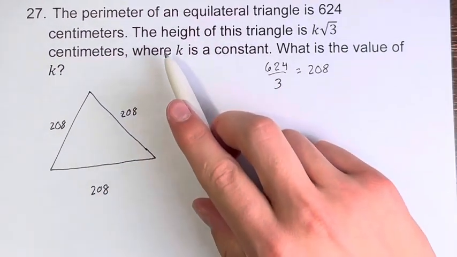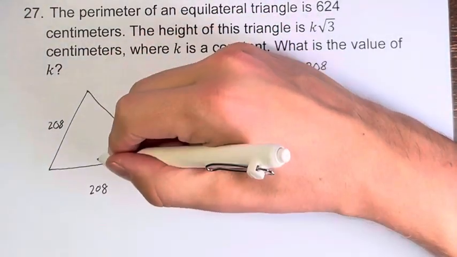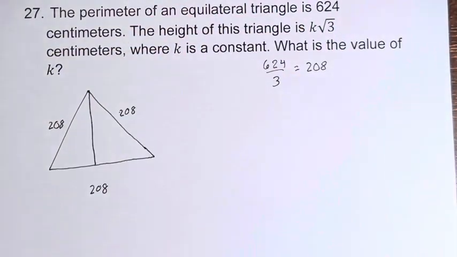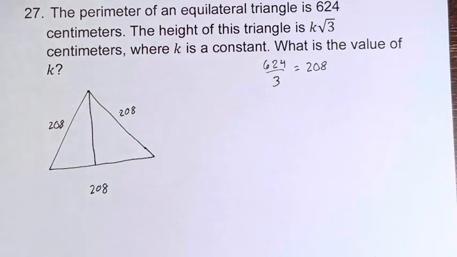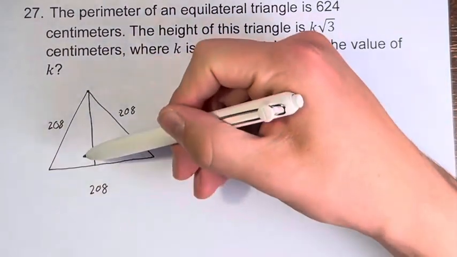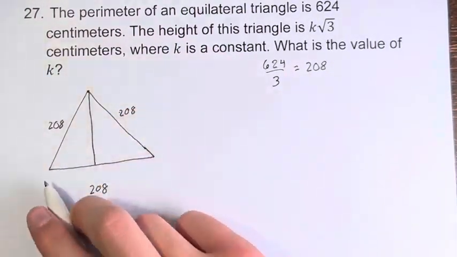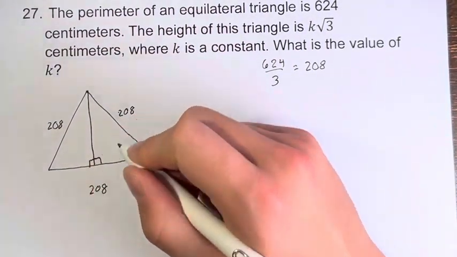Next, we're looking for the value of the height of this triangle. So we can draw the height just like that. And we're going to use the angles that are created by this line and by the triangle to use trigonometry to find this value. So in an equilateral triangle, the height makes a right angle with the base. So these are both right angles.